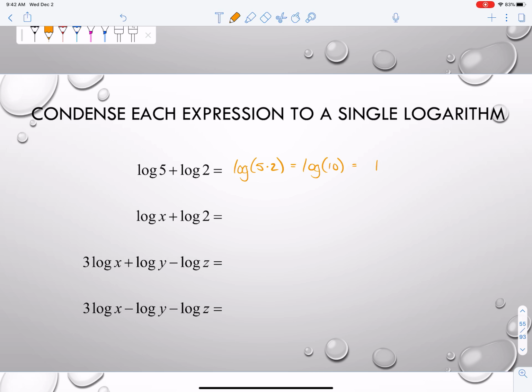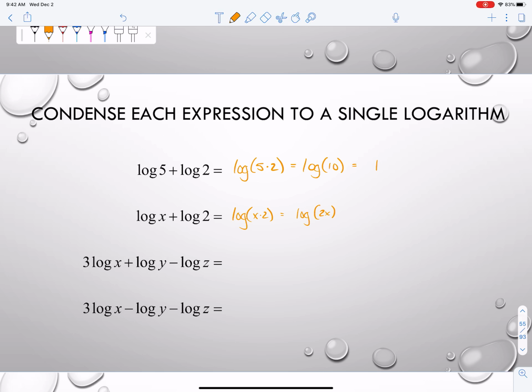My second example, I have log of x plus log of 2. If I rewrite that in a slightly more familiar way, this is the log of 2x. There's nothing I can do to simplify that any further. We have a final answer.